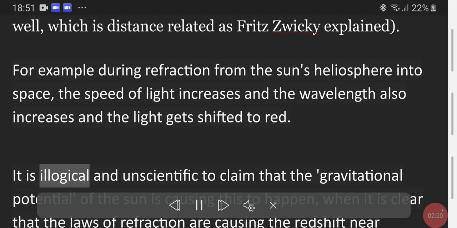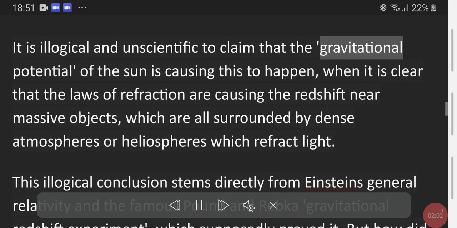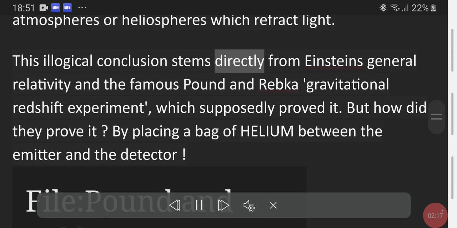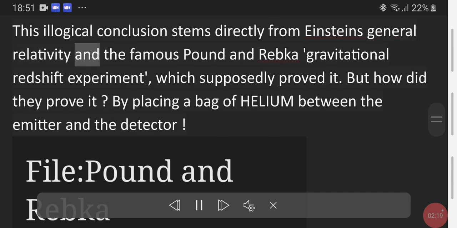It is illogical and unscientific to claim that the gravitational potential of the sun is causing this to happen, when it is clear that the laws of refraction are causing the redshift near massive objects, which are all surrounded by dense atmospheres or heliospheres which refract light. This illogical conclusion stems directly from Einstein's general relativity and the famous Pound and Rebka gravitational redshift experiment, which supposedly proved it. But how did they prove it? By placing a bag of helium between the emitter and the detector.